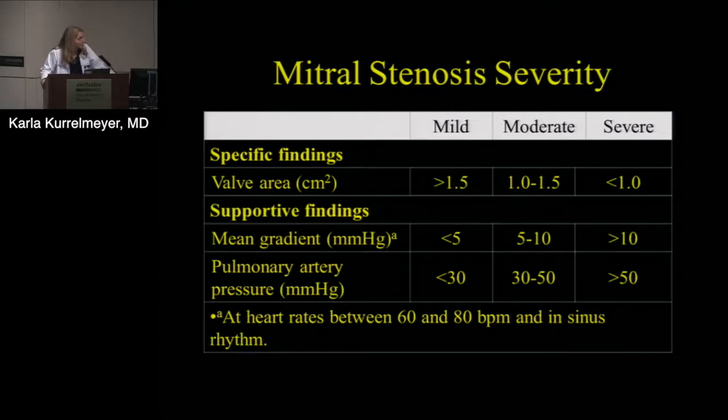Now, how do you determine mitral stenosis severity? Well, here it is according to the guidelines based on valve area and mean gradient and PA pressure. But again, the big caveat here is this is at heart rates between 60 and 80 beats per minute and in sinus rhythm. So basically what that's telling you is when you have people with the extremes of heart rate and who are not in sinus rhythm, there are big problems in trying to determine the severity of mitral stenosis.